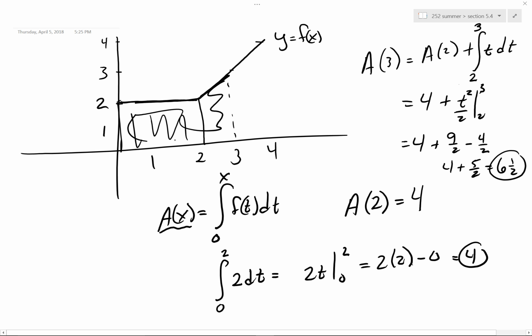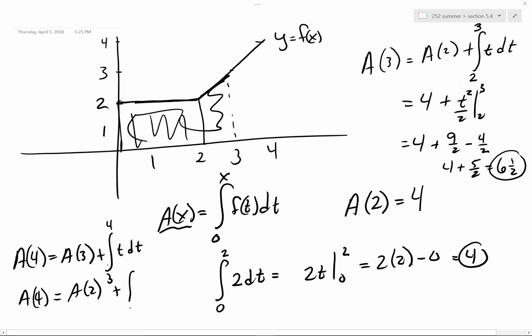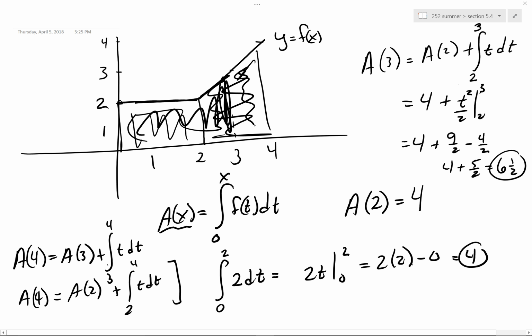Now, interestingly enough, what would A of 4 be? Well, A of 4 would be A of 3, right? Plus the integral from 3 to 4 of t dt. That's one way to do it. Another person might say it's A of 4, and then it's equal to A of 2 plus the integral from 2 to 4 of t dt. That would also work. In other words, you could find this entire thing in one piece. That's this bottom one. Or you already know from here back, and you're only interested in finding this little sliver out there. Either case, that's how you'd find that.